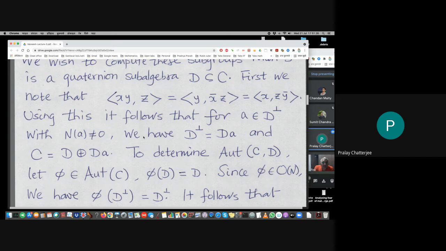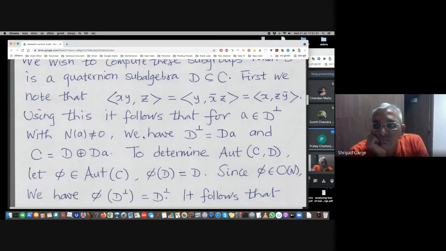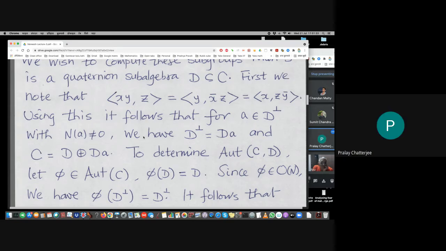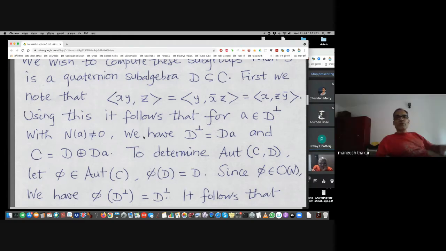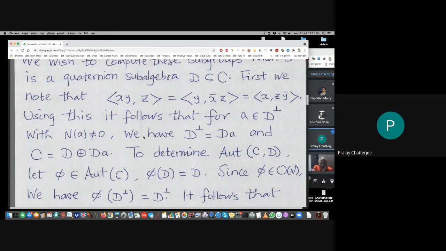I have a question here. Can I ask? Yeah. So, you have given the description, given a quaternion subalgebra D for which C is the double, of all automorphisms in terms of this A and so on, and this D and so on, right? No, not all automorphisms, those which stabilize D. Right. Yeah, absolutely. I meant Aut_C D.